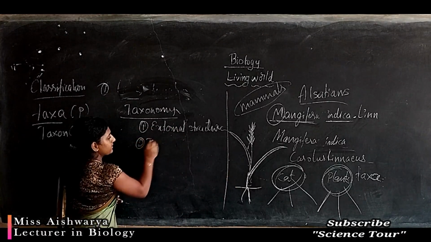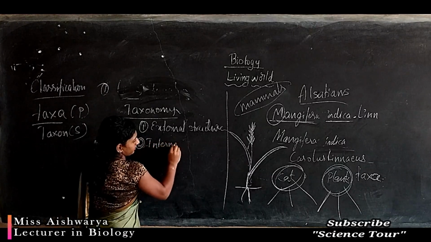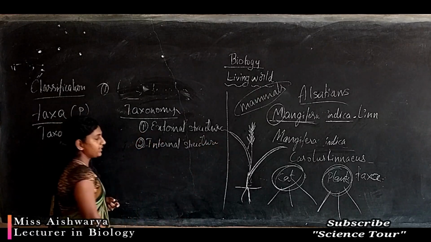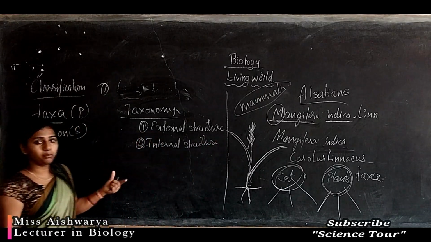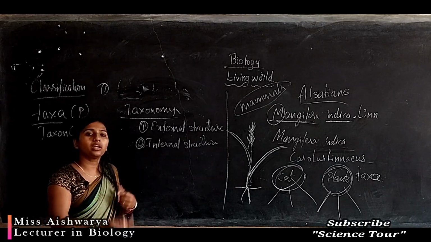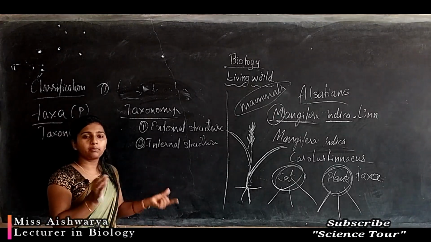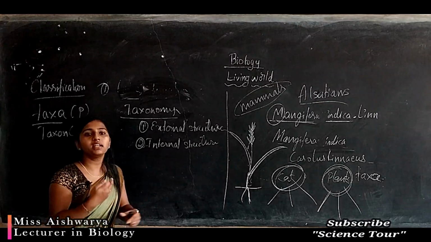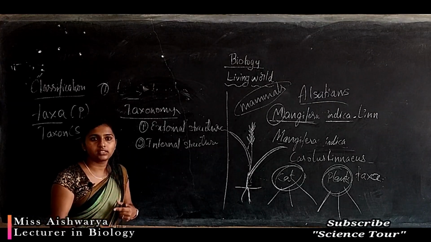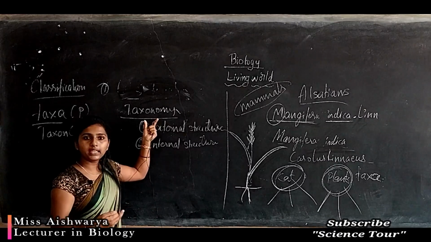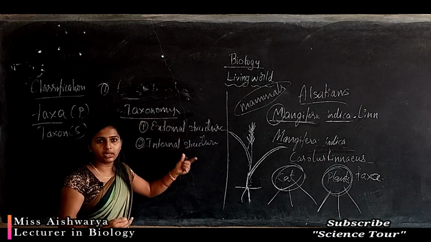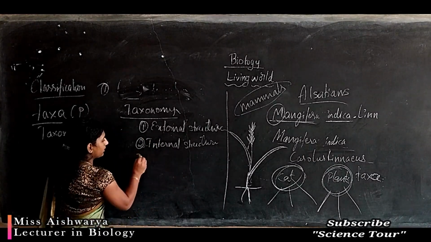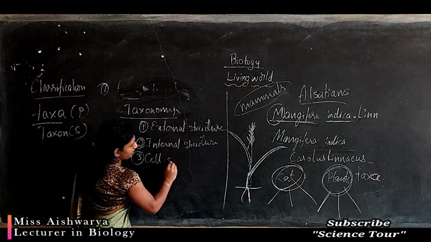Second one is internal structure. This is also very important. Internal structure of the organism: how the cells are arranged, what organs are present. If you take plant and animal, the internal structure will vary. The cell arrangement varies. So in this way you can easily classify the organisms into different categories based on the internal structure. Third one is cell structure.